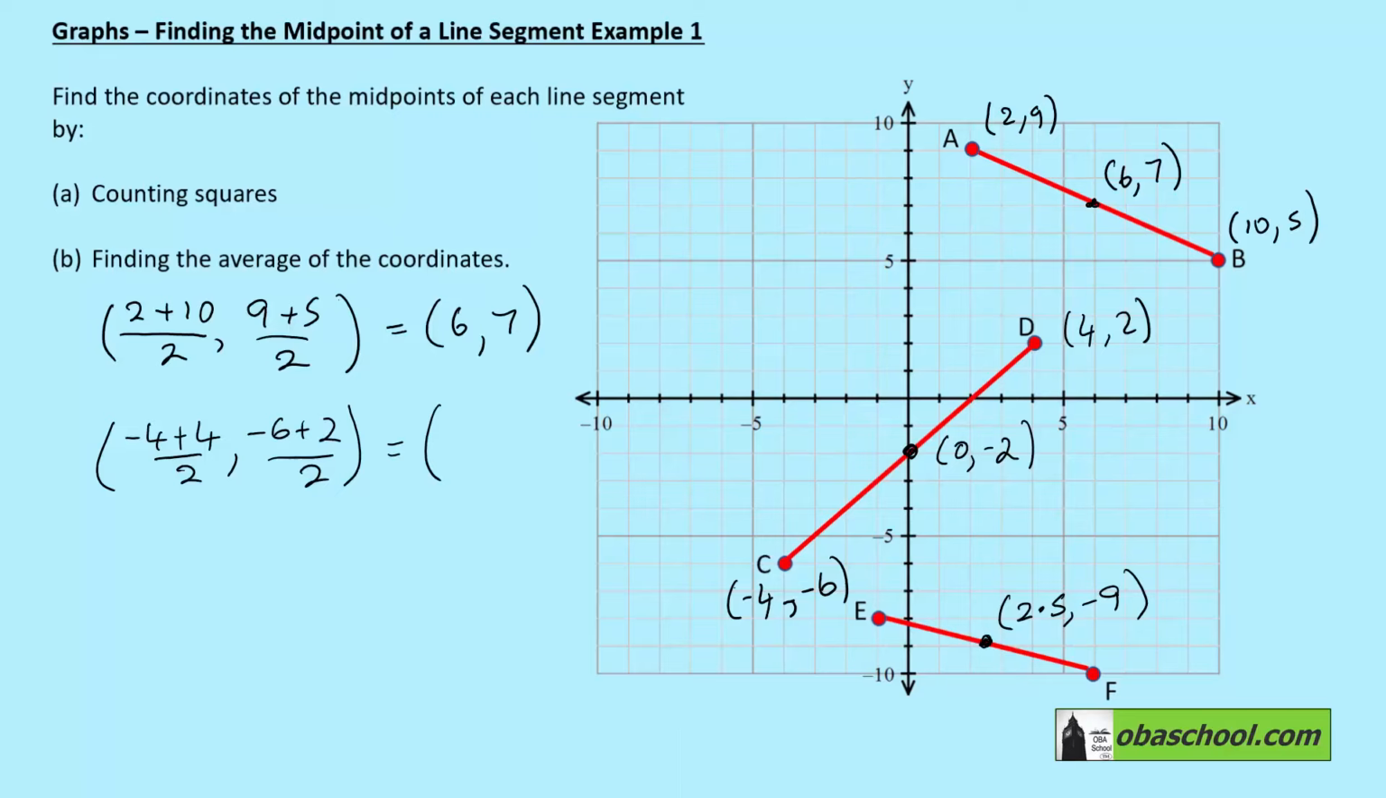-4 and 4 is 0. 0 divided by 2 is 0. -6 add 2 is -4. Divide that by 2 is -2.